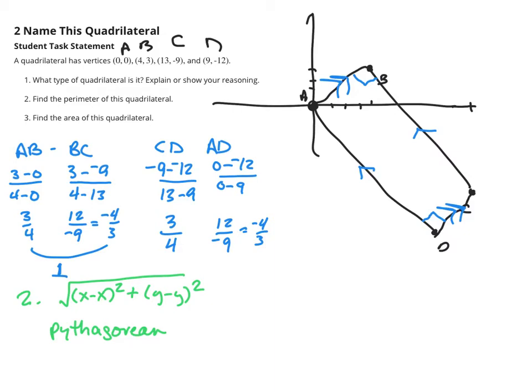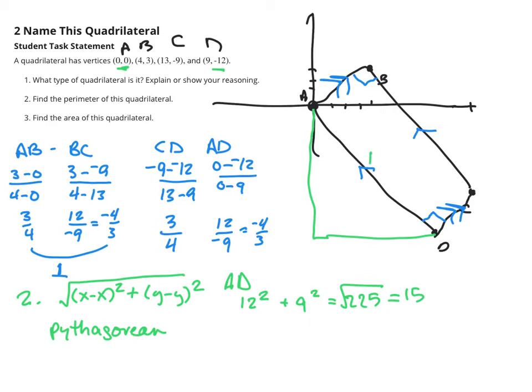So let's figure out how big AD is using the Pythagorean theorem. I'm just going to draw it. That's really bad. Oops. I need the vertical distance for AD, which is just the change in y's. That vertical distance is 12. And then I need the horizontal distance, which is just the change in x's. That horizontal distance is 9. And that's going to equal the diagonal, the hypotenuse. So 9 squared plus 12 squared is 225, which equals, I believe, 15. Yep, 15. So AD is 15 units, which means BC is also 15 units.